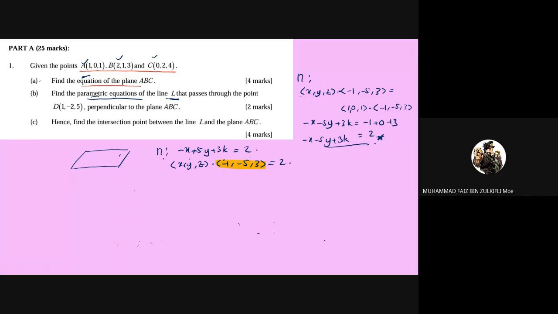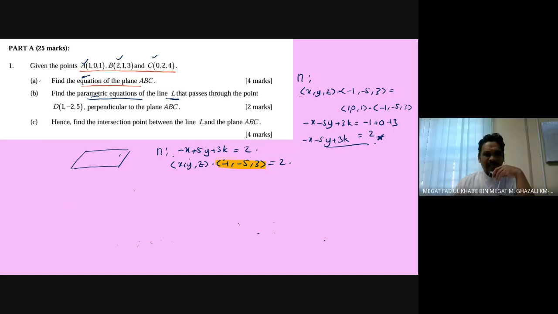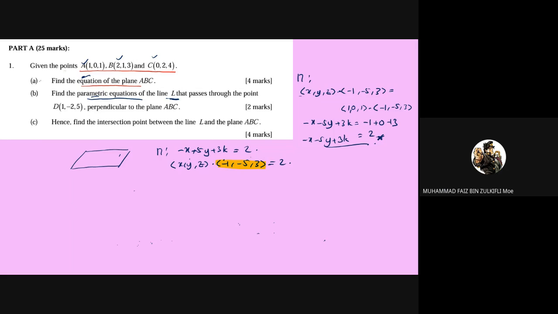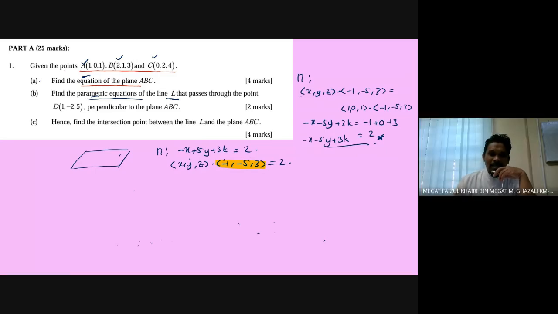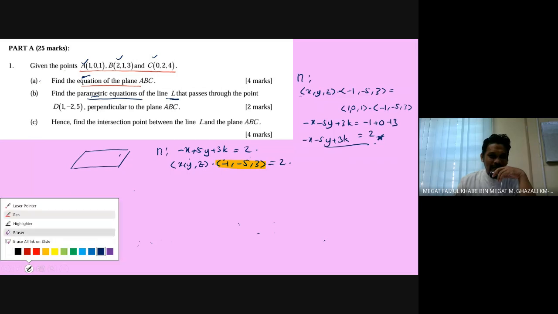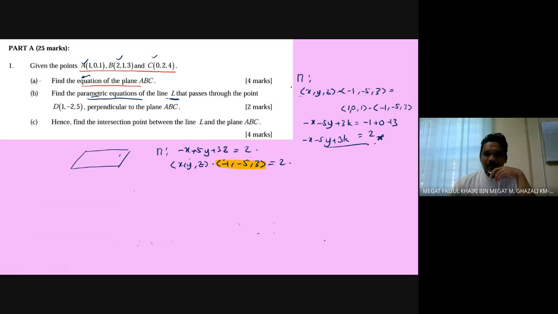Sir, for the equation of the plane, negative x minus 5y plus 3k equals 2, where did k come from if it's x, y, z? Oh, z, k. I, j, and k. Sorry. I, j, and k. Supposedly x, y, and z. Sorry. Thank you. Okay, thank you, sir.